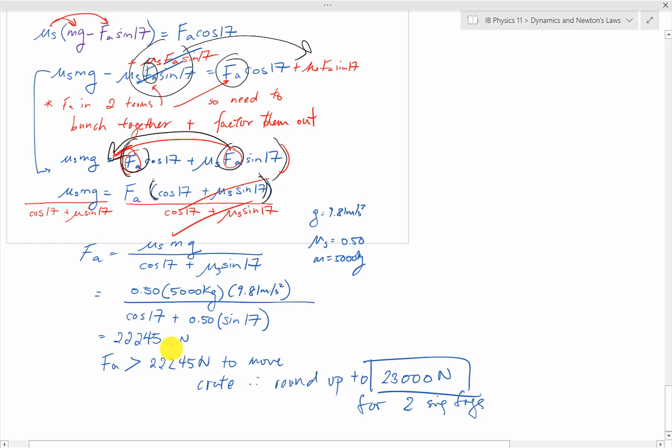We got an Fa value of 22,245 newtons to move the crate, and so this time when you do the rounding, it would be better to round up for 2 sig figs, because you need at least this much force. Anything less than that is not going to get the crate to move. So that's why I rounded up to 23,000 newtons of applied force to make sure you get it moving.